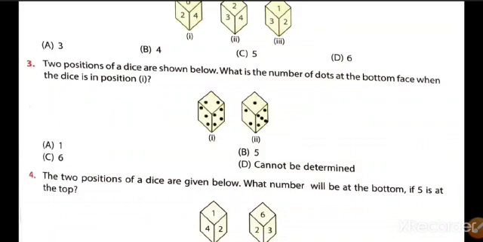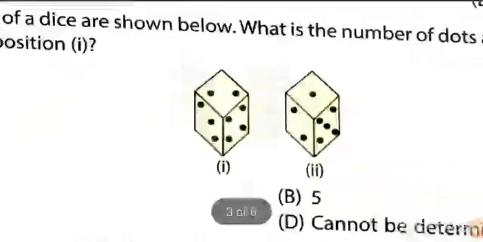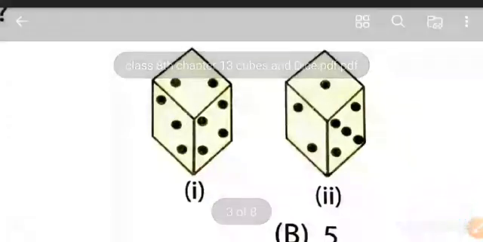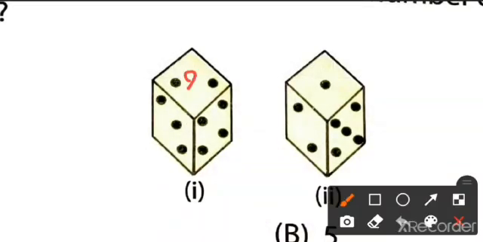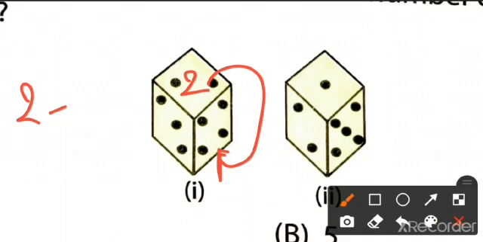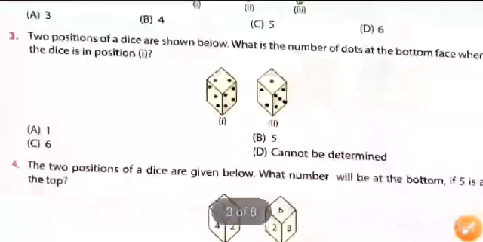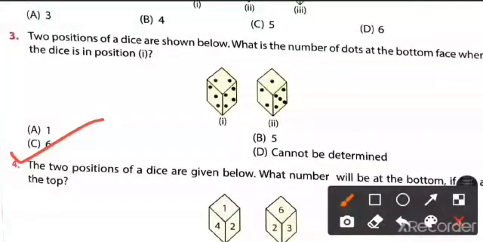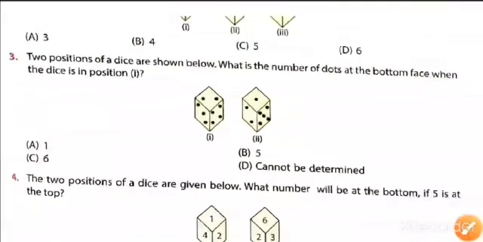Two positions of the dice are shown below. What is the number of dots at the bottom face when the dice is in position 1? At position 1, you can see at the top we have 2, so we have to find the opposite face, that is on the bottom. We have found that the opposite face of 2 is 6. Again we got the correct answer as option C. This will be our correct answer.